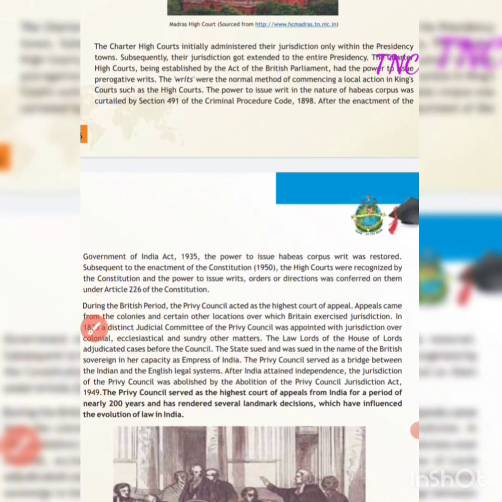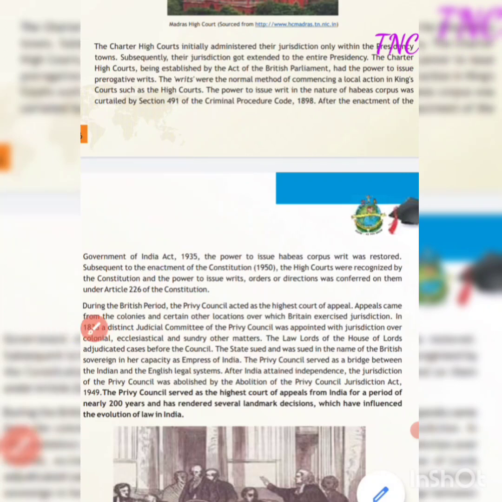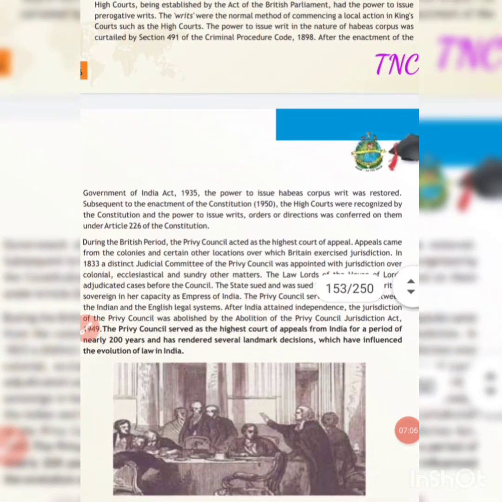Charter high courts, which were established by the High Courts Act of British Parliament, can also issue writs at that time. So writs are nothing, just a way of filing a complaint so that the proceedings can begin in the court thereafter. The power to issue writ in the nature of habeas corpus was curtailed by Section 491 of Criminal Procedure Code 1898. So this is also a writ.